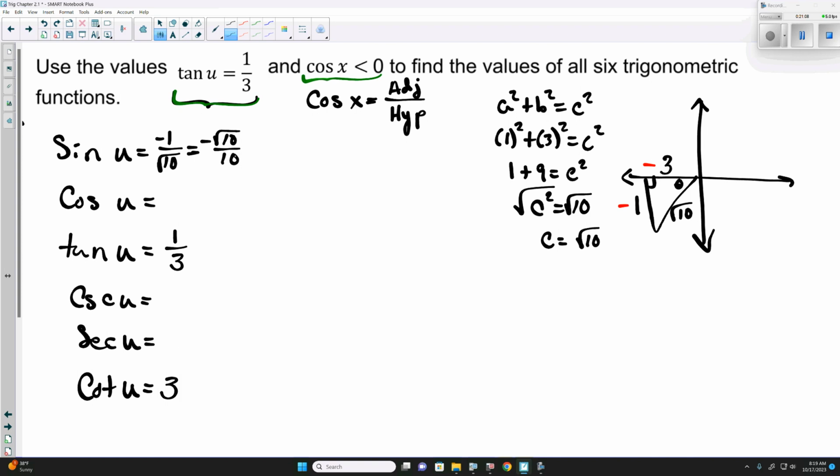Cosine is adjacent over the hypotenuse. The adjacent side would be -3 over the square root of 10. And if we plug that into the calculator, we'd get -3 square roots of 10 over 10.